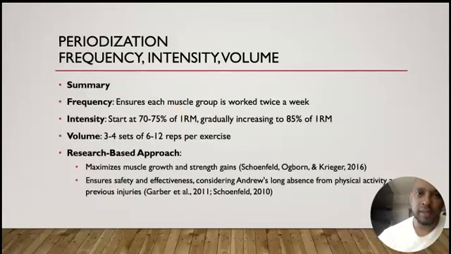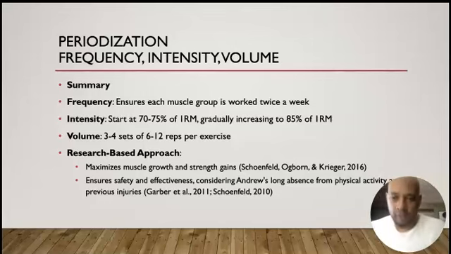So in summary, the frequency, each muscle group is worked twice a week. Intensity starting off at 70 to 75% of his one rep max, gradually increasing to 85% of his one rep max. The volume is 3 to 4 sets of 6 to 12 reps per exercise. So the research-based approach maximizes muscle growth and strength gains as per Schoenfeld, Ogden, and Krieger 2016.